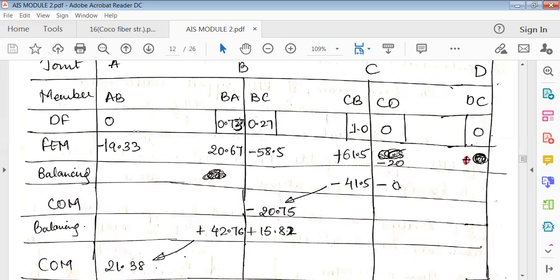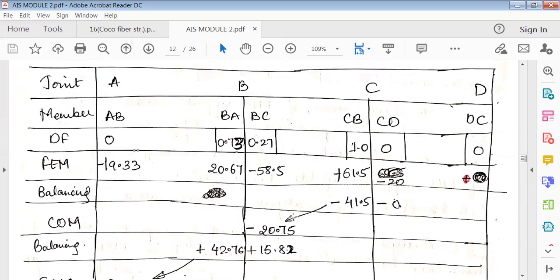Half of this, because again, the reason it is carried over to BC is that joint B is an intermediate support and it will be treated like a fixed support only. So it gets distributed here, half of this. So it is now minus 20.75. All right. So now only the carryover moment has happened.